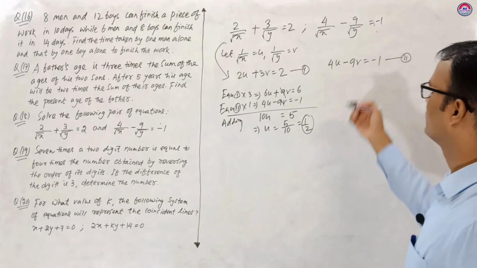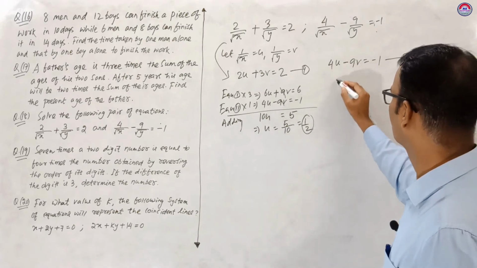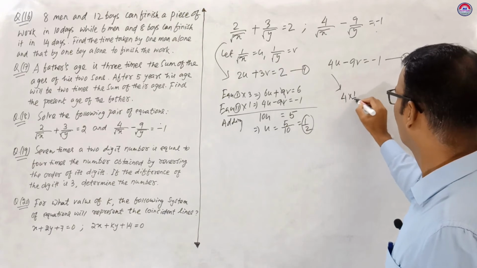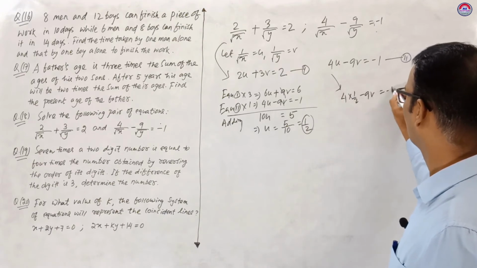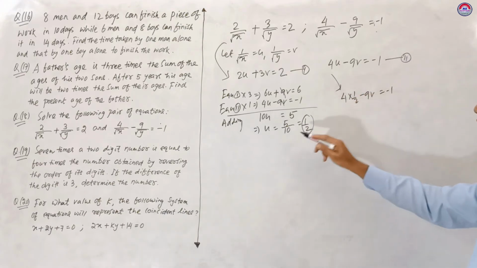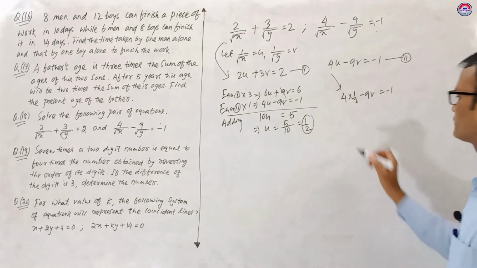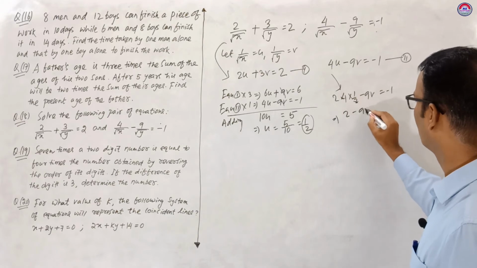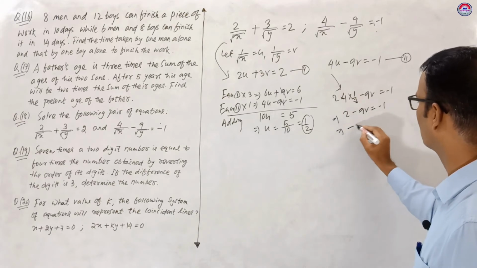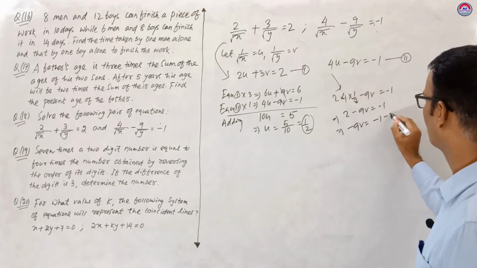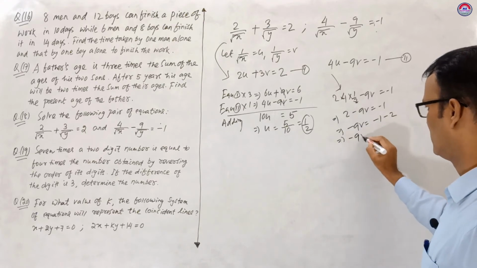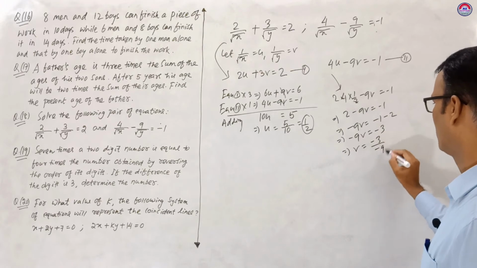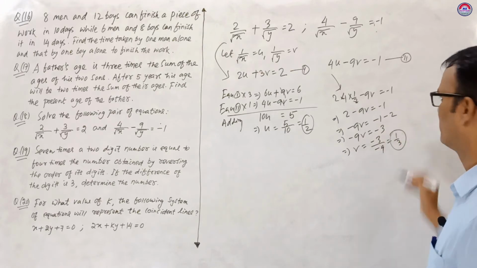Put the value of u in equation 1 or 2. We put it in, then what will it be? 4 into 1 by 2 minus 9v equal to minus 1. Write it, put the value of u in equation 2. Then it becomes 2 minus 9v equal to minus 1. That implies minus 9v equal to minus 1 minus 2. Minus 9v equal to minus 3. That implies v equal to minus 3 by minus 9 equal to 1 by 3. It is 1 by 3.